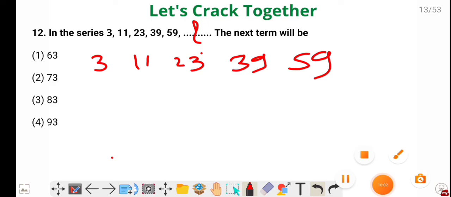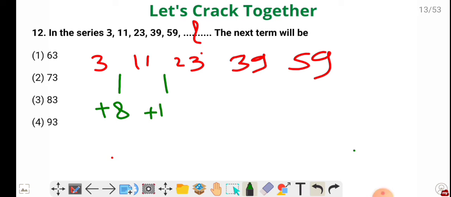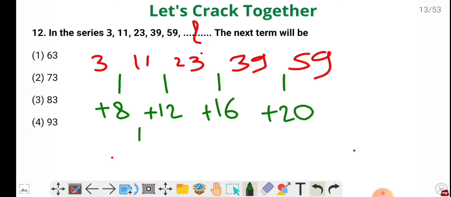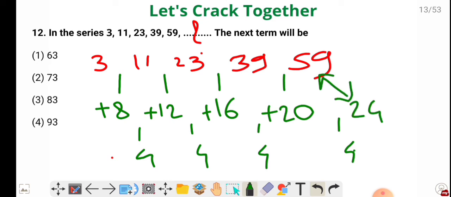Here 3 plus 8 is 11. 11 plus 12 is 23. Here is plus 16, here is plus 20. According to this, the difference is 4, 4, 4. So 20 plus 4 is 24. Just add these two terms, 59 plus 24. What will be the answer here? 83. According to this, option 3 is correct here.